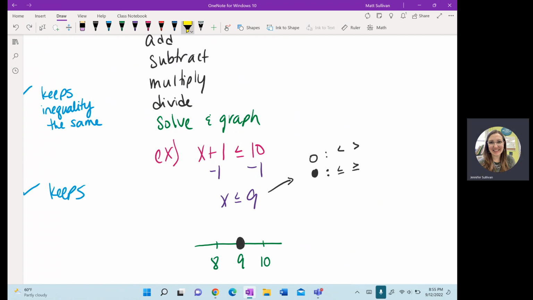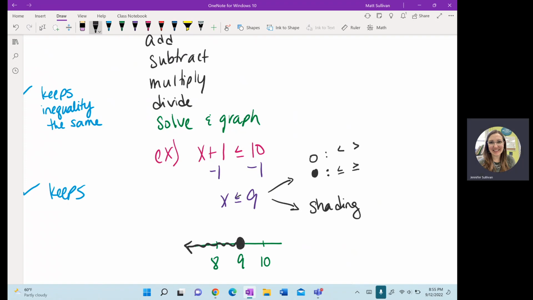Okay. Well, once we figure out the open or closed dot, the next thing that we need to put in our graph is the shading. And in our shading, we need to decide if we're going to go left or right. And we have to come back and read the variable first. And we say the variable x is less than or equal to 9. So numbers that are less than are going to be to the left.